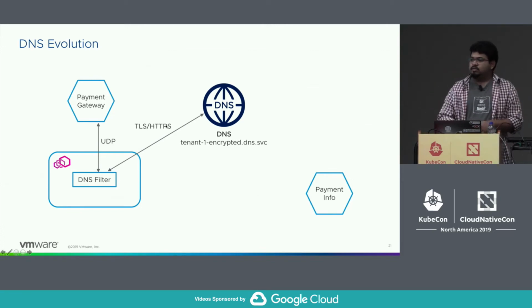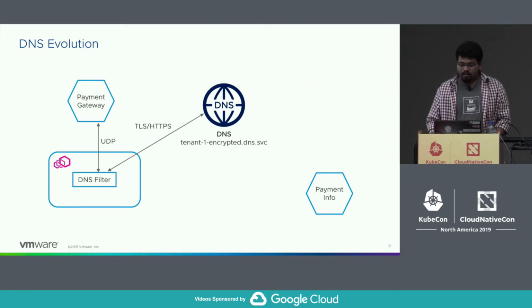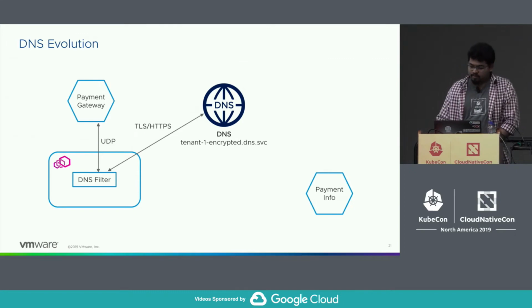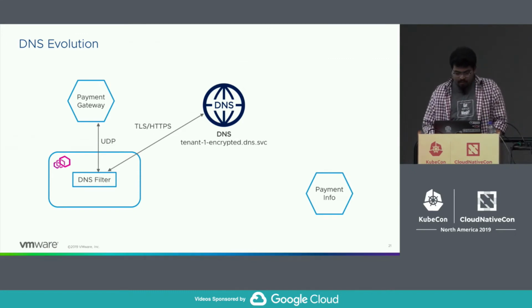DNS over HTTPS is typically done over HTTP2, and that's also good for the network. And once the response is obtained back from the DNS server in the DNS filter, it can then send a UDP response back to the payment gateway. And once it gets the response, it can connect to the payment info service.